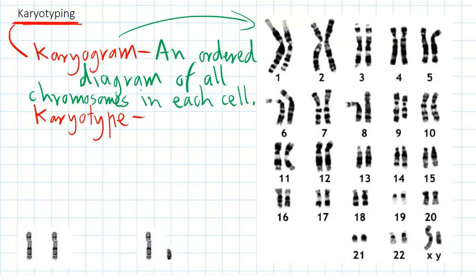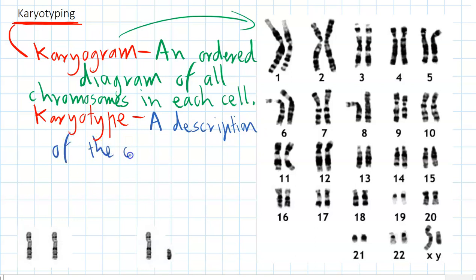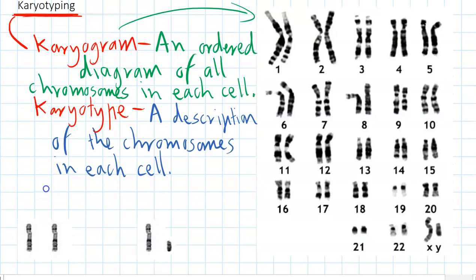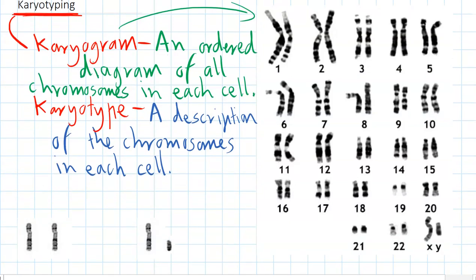A karyotype is just a worded description of the karyogram. So it's a description of all the chromosomes in each cell. Normally karyograms are the most useful to figure out any genetic diseases, but the karyotype is normally what they'll give to a patient as the results of a test.